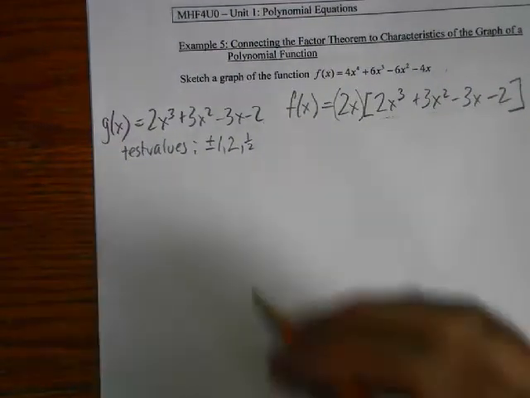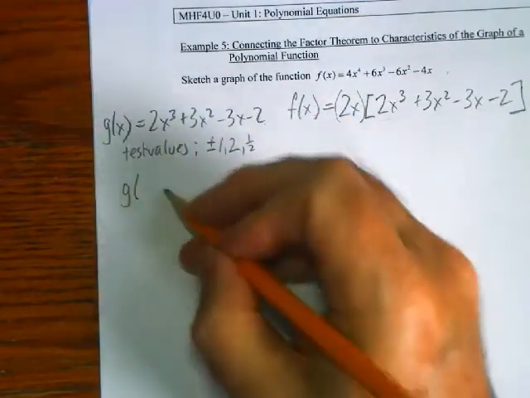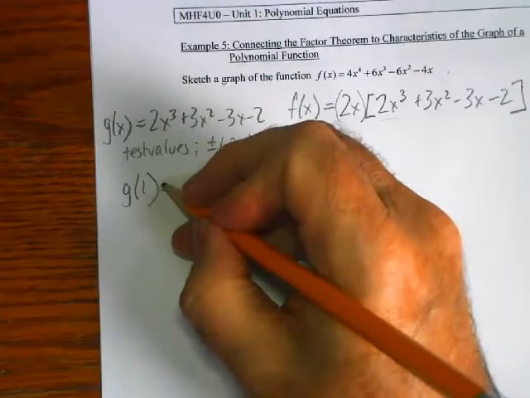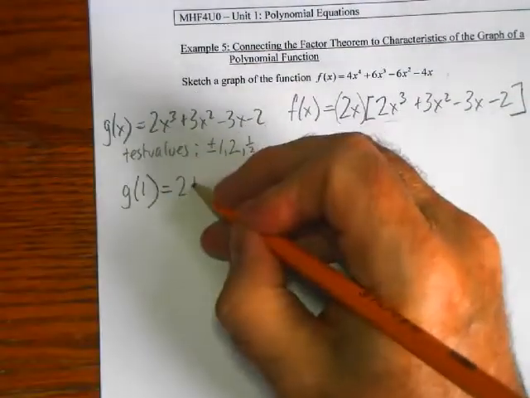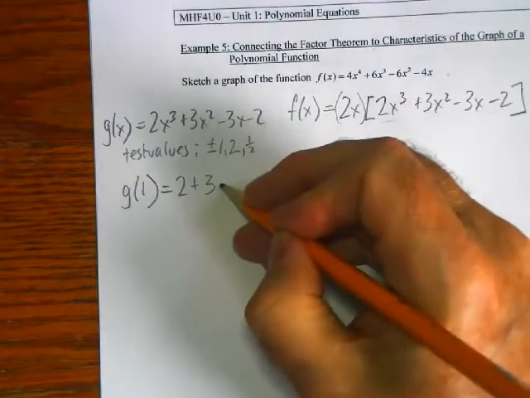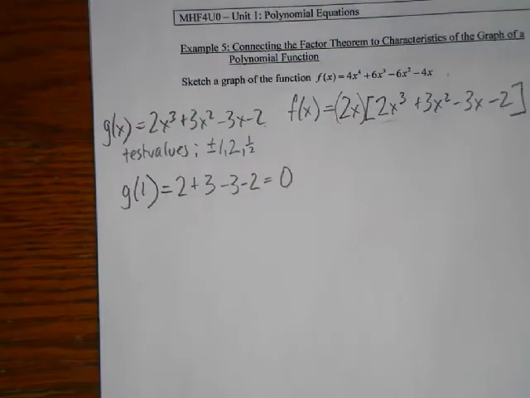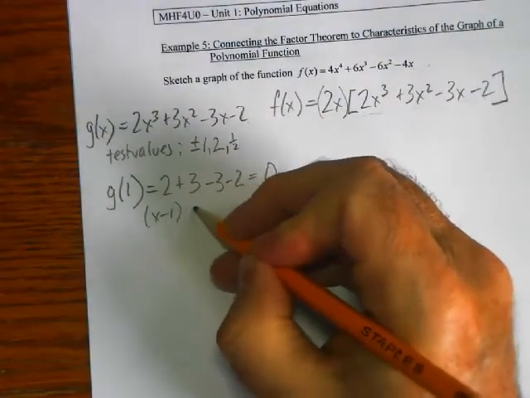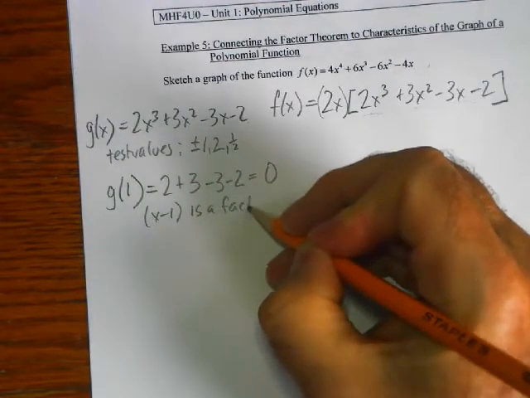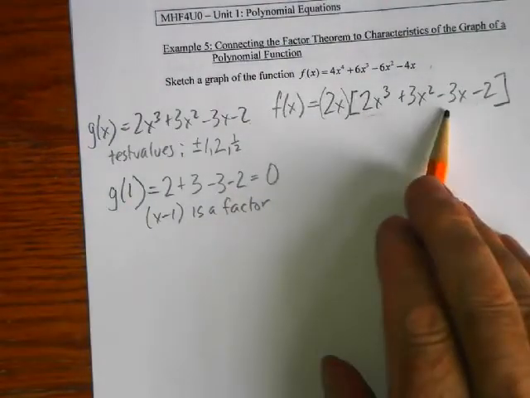And so I'm going to start off like we did before with g of x. I'm going to try g of 1. And when I do that, I get 2 plus 3 minus 3 minus 2. So guess what? We found it on our first opportunity. So what that tells me is that x minus 1 is a factor of g of x.